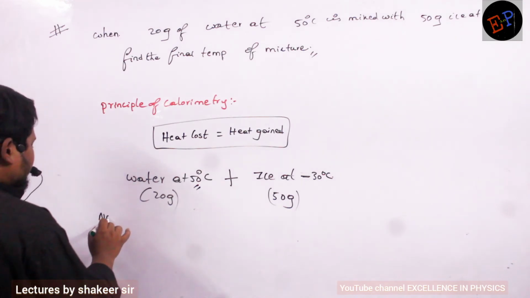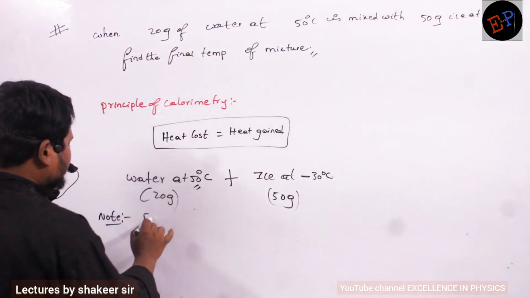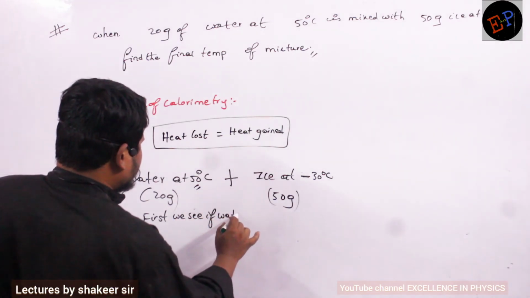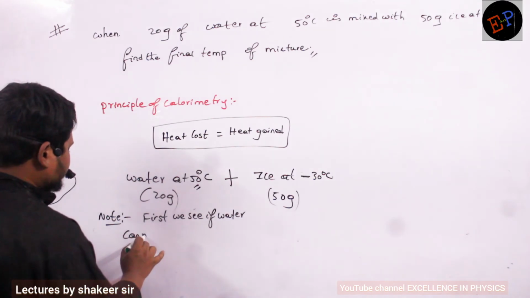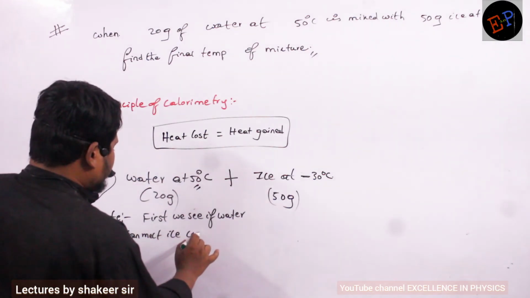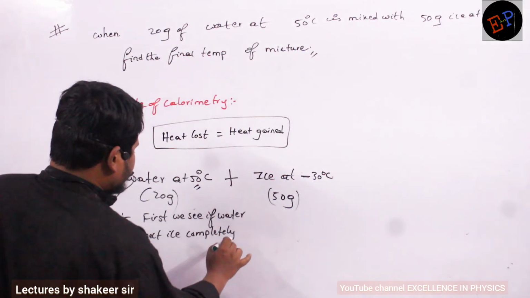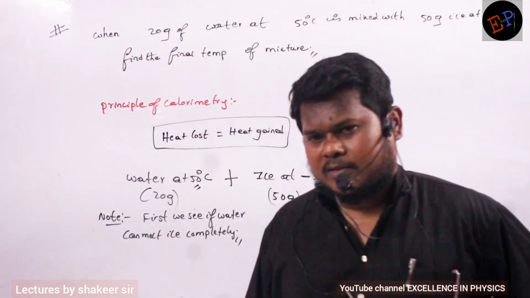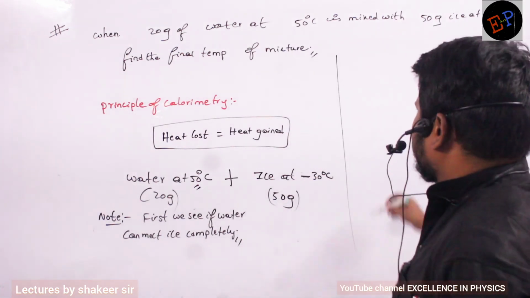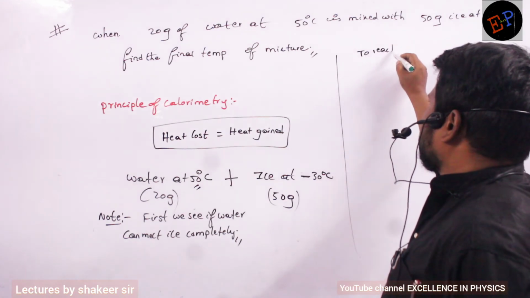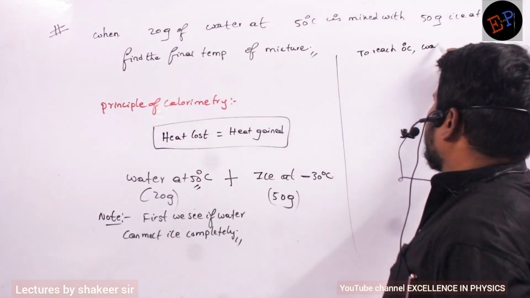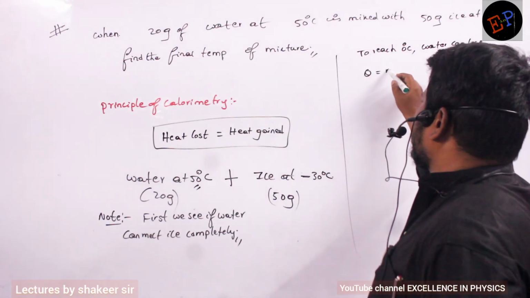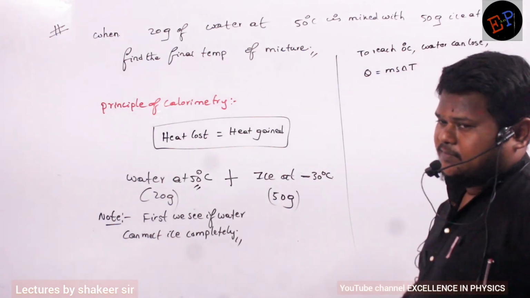So what is the note point I have to write? The note point is that first we see if water can melt ice completely. First of all, we have to see whether water can melt the ice completely or not. Understood? So to reach 0 degrees Celsius, how much energy can water lose? It can lose Q = msΔT energy.